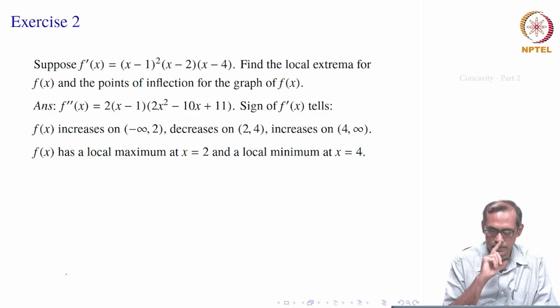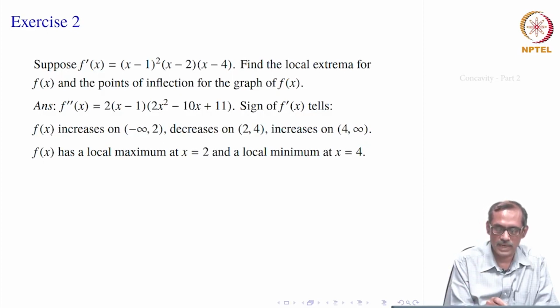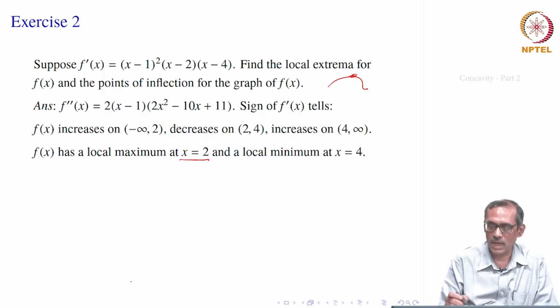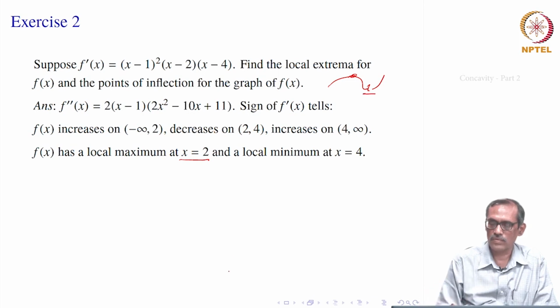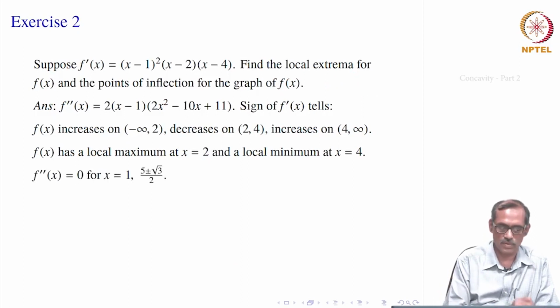Now, 2 was a critical point. Since 2 is a critical point and we know that f of x is increasing up to 2 and decreases after 2, there is a local maximum at x equal to 2. Similarly, it is decreasing from 2 to 4 and from 4 again it is increasing. So, 4 is a local minimum point, there is a local minimum at x equal to 4.